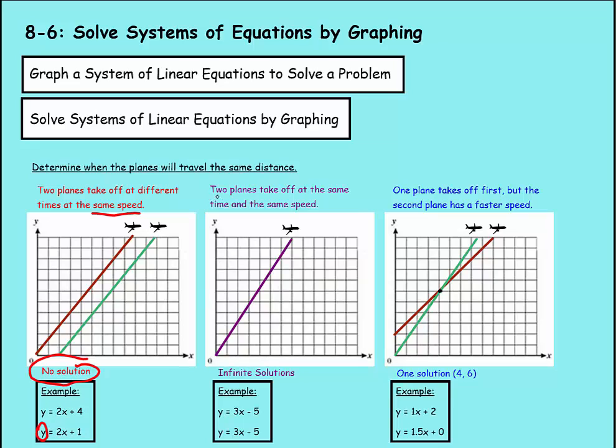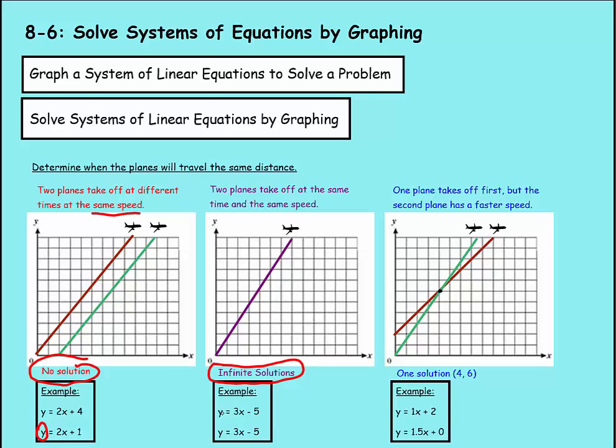For this example, we have two planes taking off at the same time and the same speed. So this line actually represents two planes. So what would be the solution for this? When are they going to be the same distance as each other? That's also a little bit of a trick question because they're always going to be the same distance as each other, because they took off at the exact same time and they're traveling at the same exact speed. So this would be an infinite solution problem, meaning that there's always going to be a solution on that line.